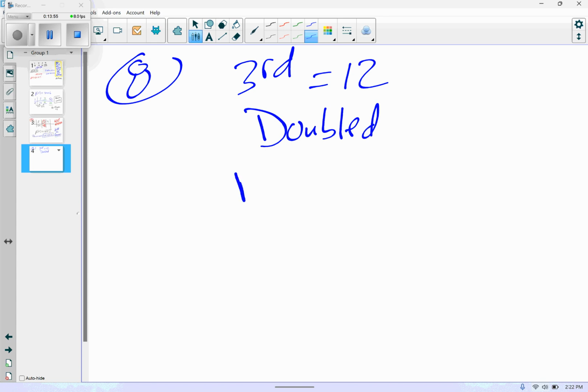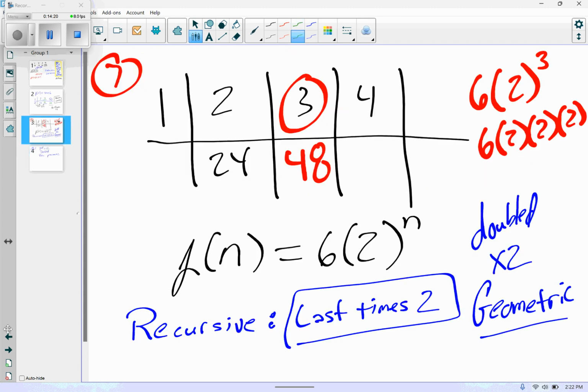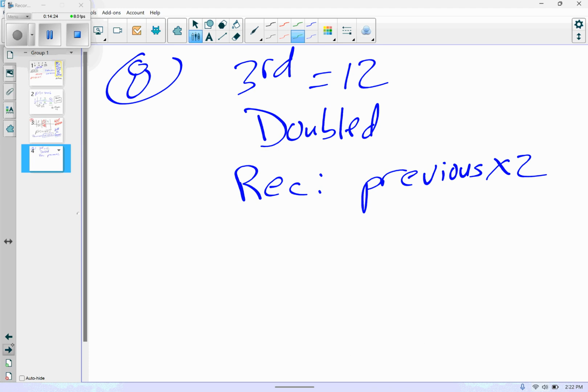And then the recursive is previous times 2. Okay. Hey, it's being doubled. If it's being doubled, what kind of sequence would it be? Arithmetic or geometric? Doubled. What's doubled back here? So doubled here is also going to be geometric.